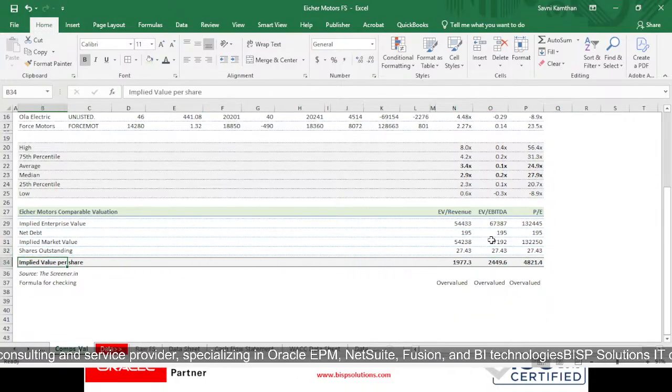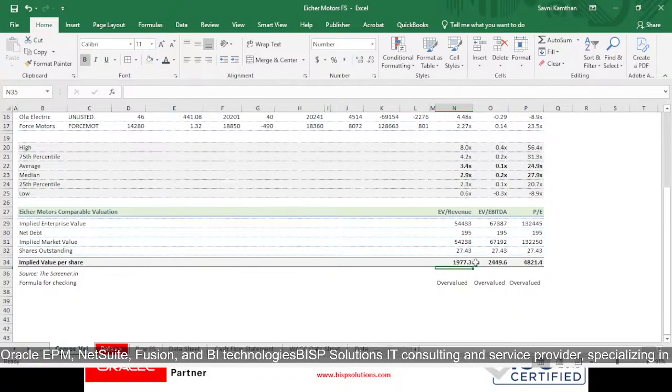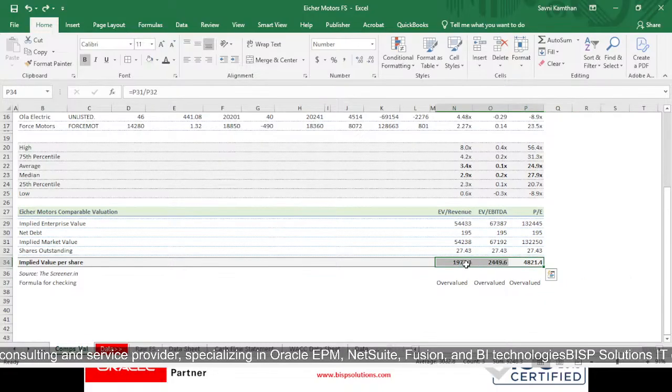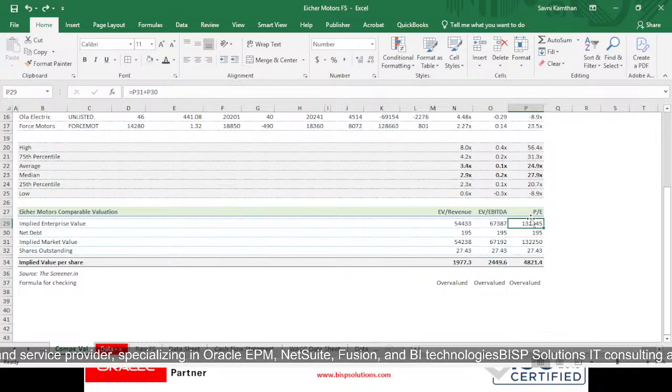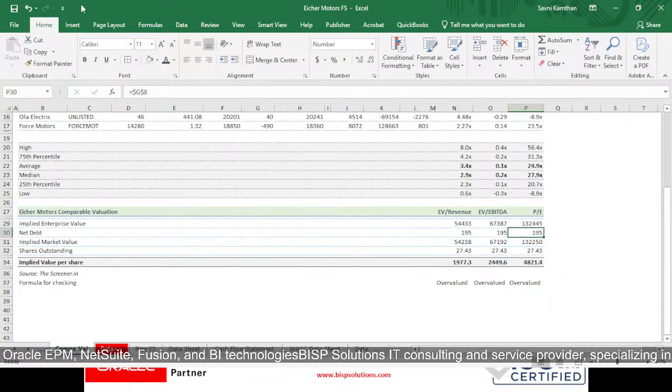So if I want to calculate my implied value per share, what I have to do, I will be dividing my implied market value with my shares outstanding. So I will be getting 1977.3, which is in crores. So make it very clear to you. Then comes the same calculation for all the heads which are there, and then we will be calculating our PE, where we will be adding our implied market value with our net debt, so to get our PE ratio, right?